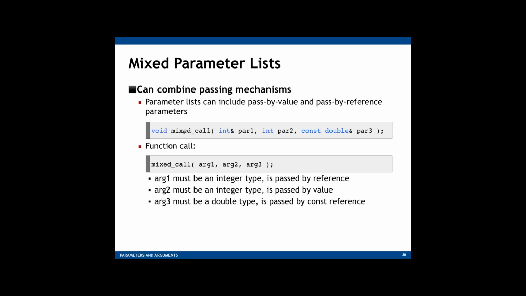So when you call this mixed call function, the first argument must be integer type because it's int, and it passes the reference of this variable to this parameter. The second one has to be integer type as well, and it passes the value because it's based on call by value. And the third one must be double type, and it passes the const reference here.